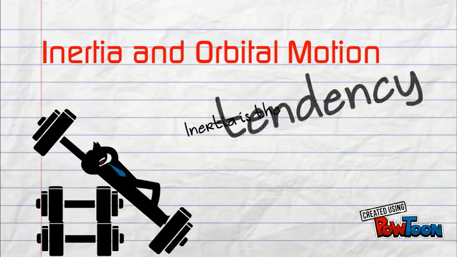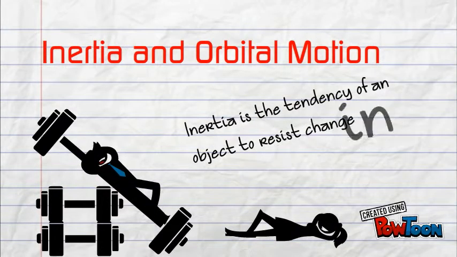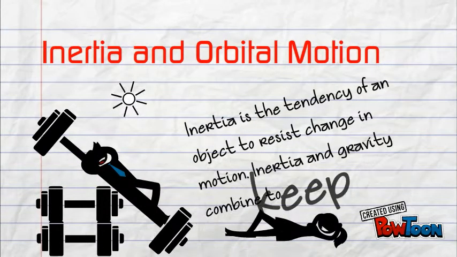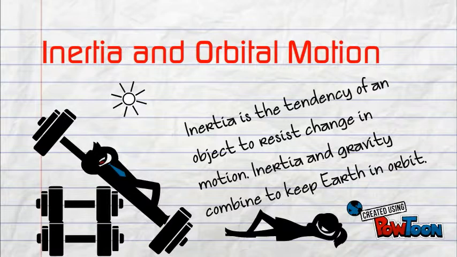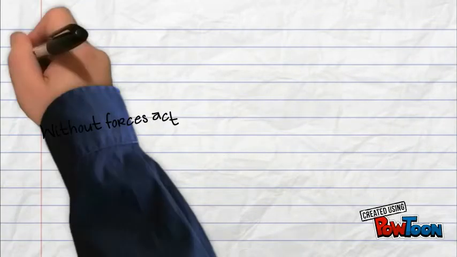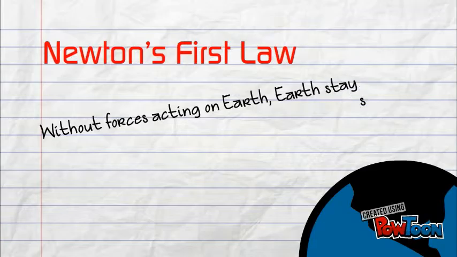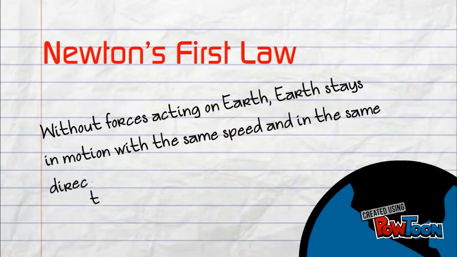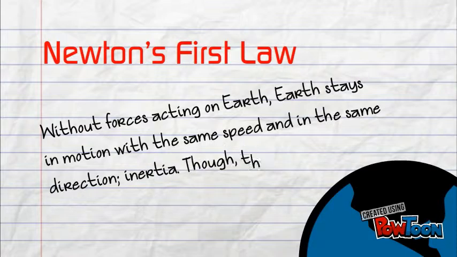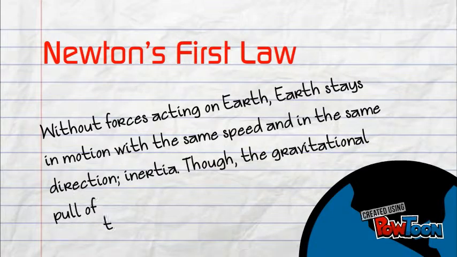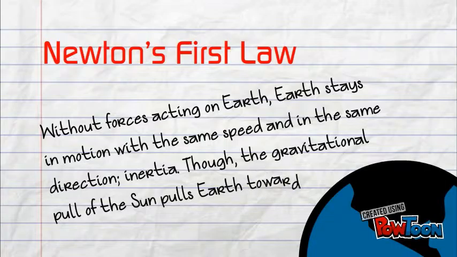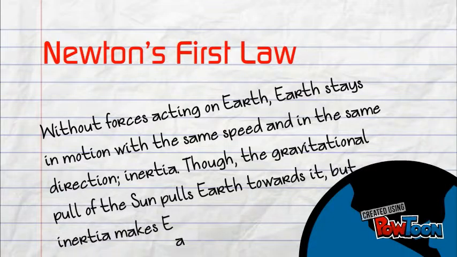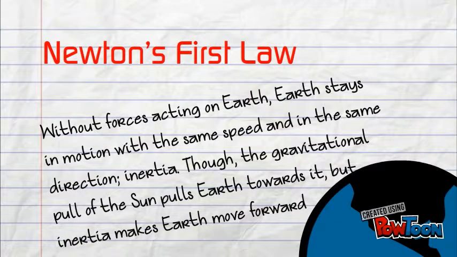Inertia is the tendency of an object to resist change in motion. Inertia causes the Earth to not fall into the Sun. Inertia and gravity combine to keep Earth in orbit. An object at rest stays at rest, and an object in motion stays in motion with the same speed in the same direction unless acted upon by an unbalanced force. Without forces acting on it, Earth stays in motion with the same speed and in the same direction, which is inertia. Though the gravitational pull of the Sun pulls Earth towards it, inertia makes Earth move forward.